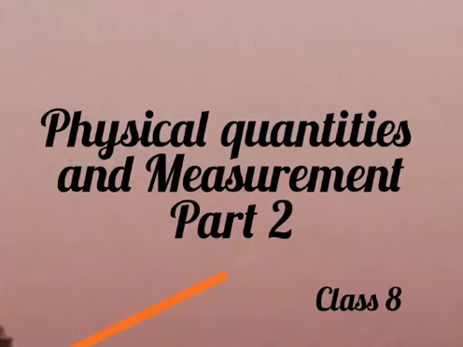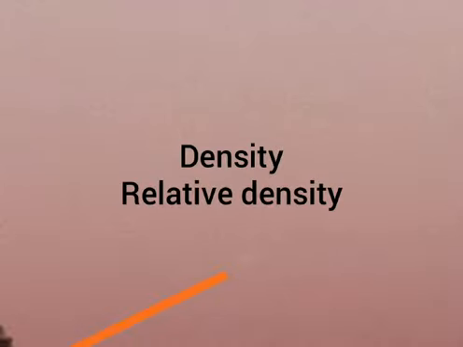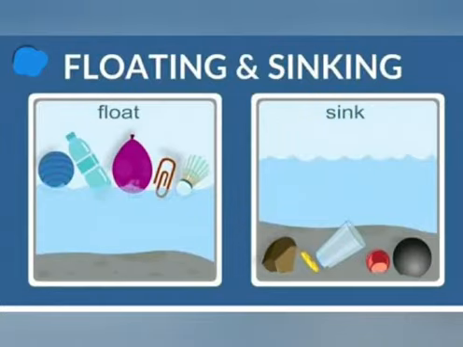Today we are going to continue with the second part of the physical quantities and measurement chapter. In the first part we have learned about two physical quantities, that were density and relative density. Based on the density only, the topic that we are going to study is floating and sinking.